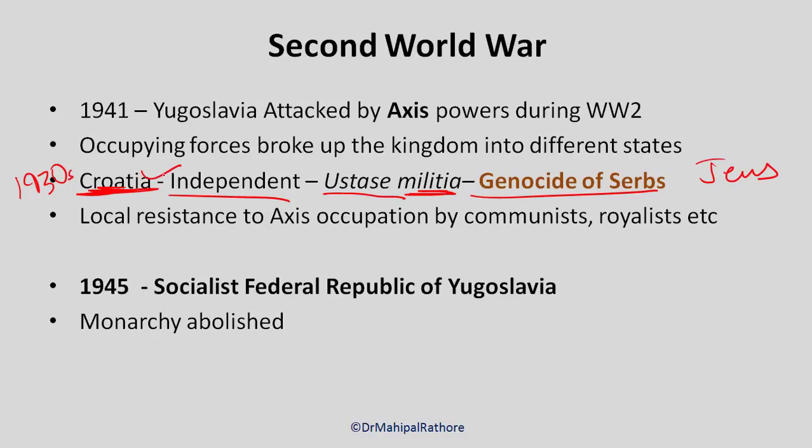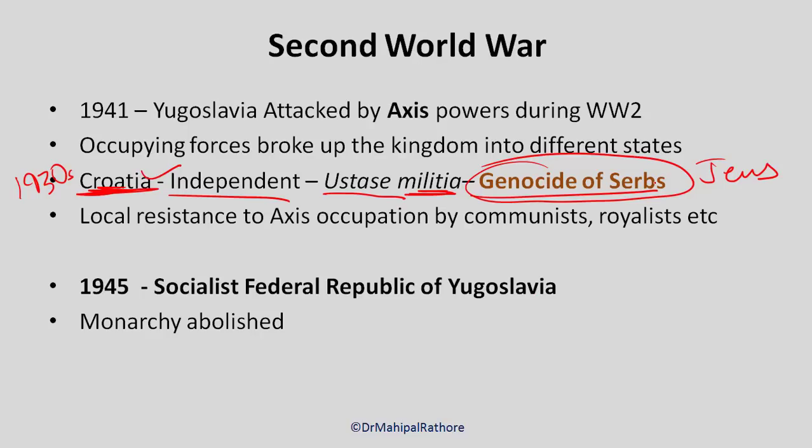So this Croatian government that worked during World War II, the independent Croatian government, gave its full support to this Ustashi militia. And this genocide of Serbs during World War II was a long-lasting memory, and people did not forget it easily. Later on, it became a cause of problems.